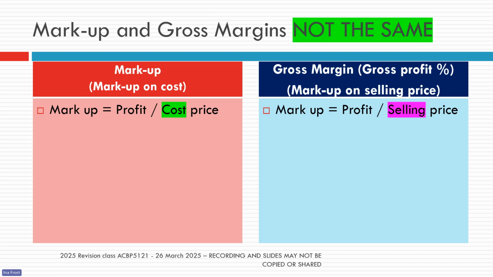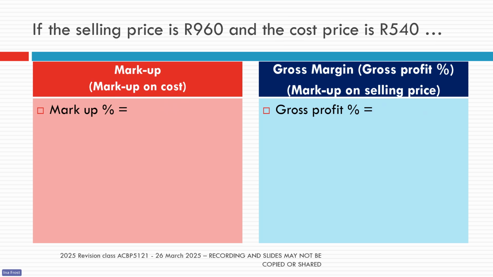Please, you have to be very sure that you understand there's two very different formulas to calculate a markup and to calculate a gross margin. And if you confuse these two in a question, it gives you two very different answers. Your markup is a percentage of your profit that you've made over the original cost price of the item, whereas your gross margin percentage is the profit over the selling price of the item.